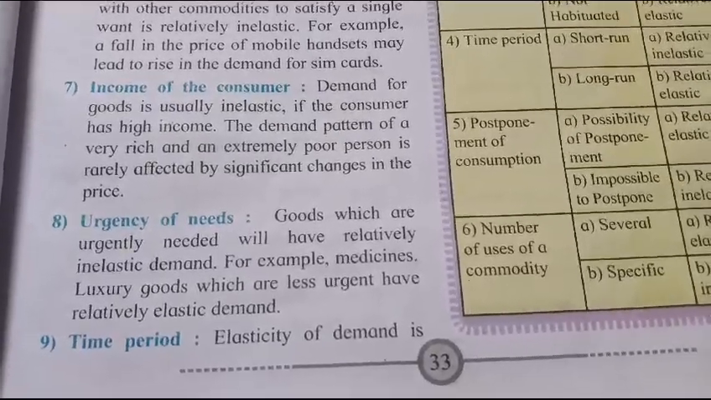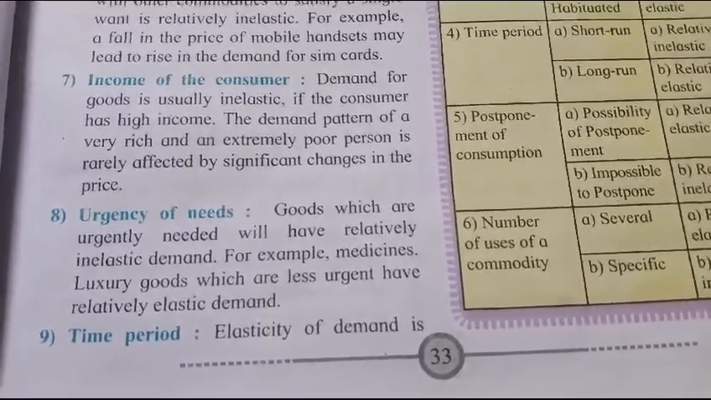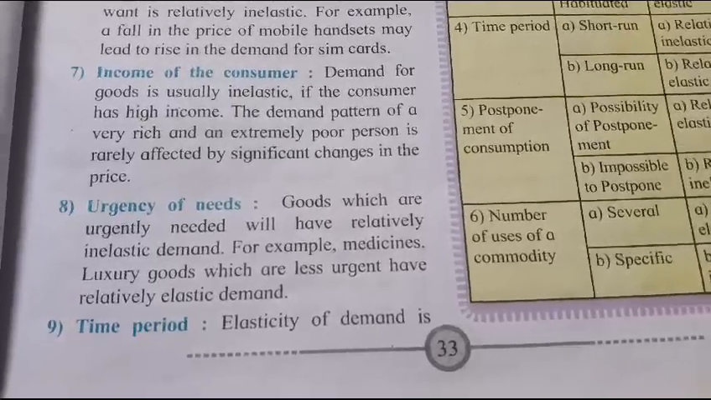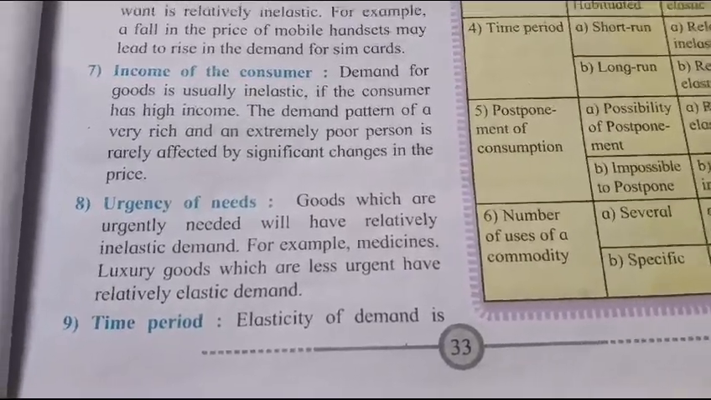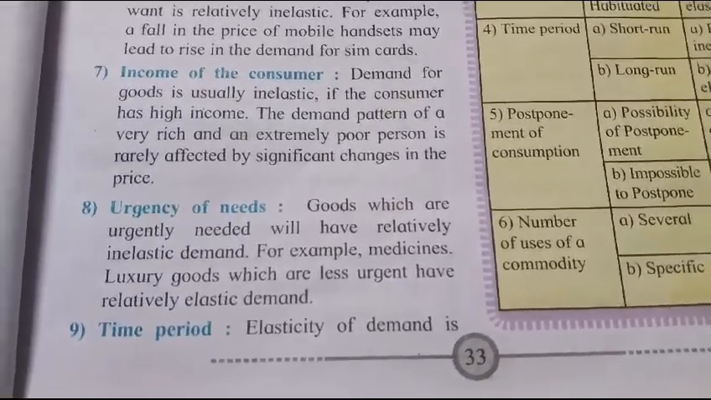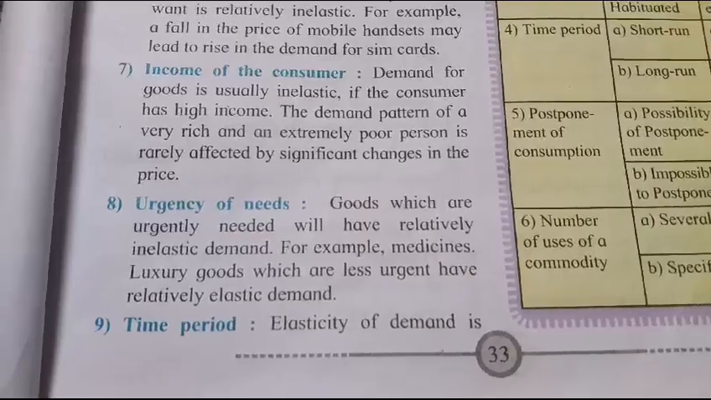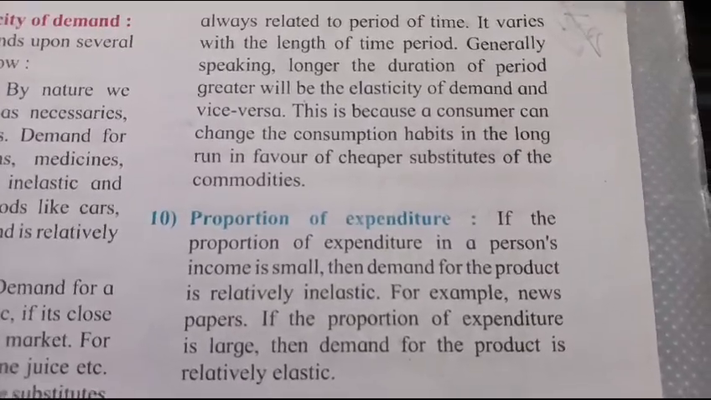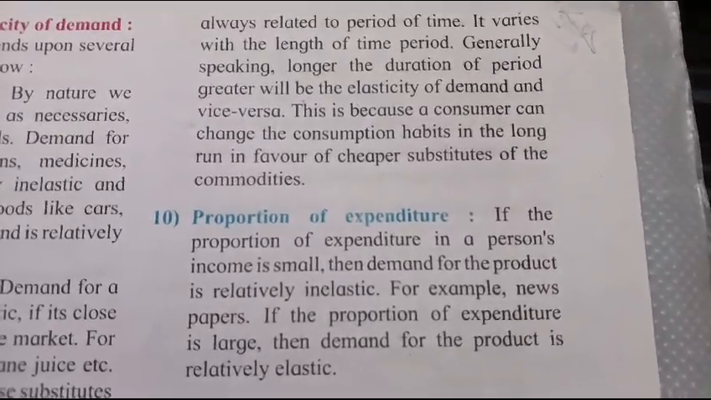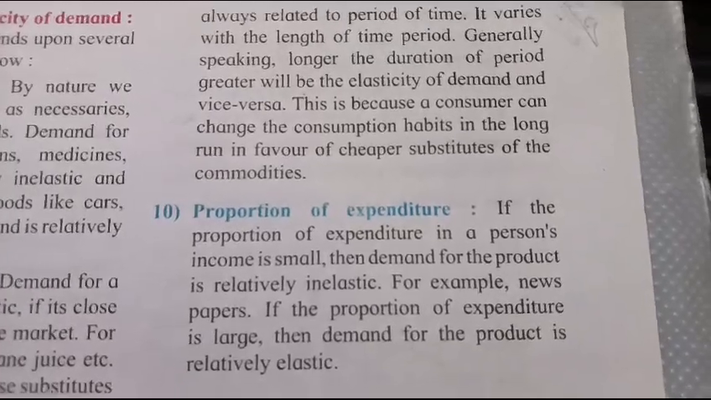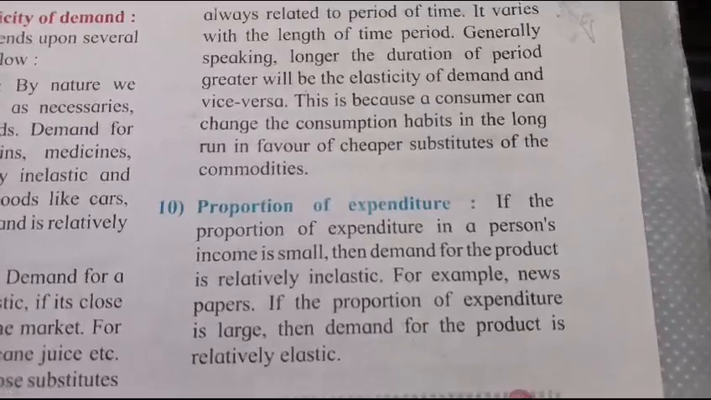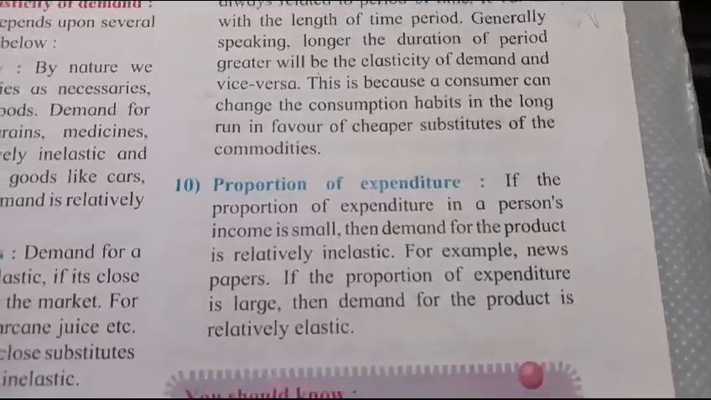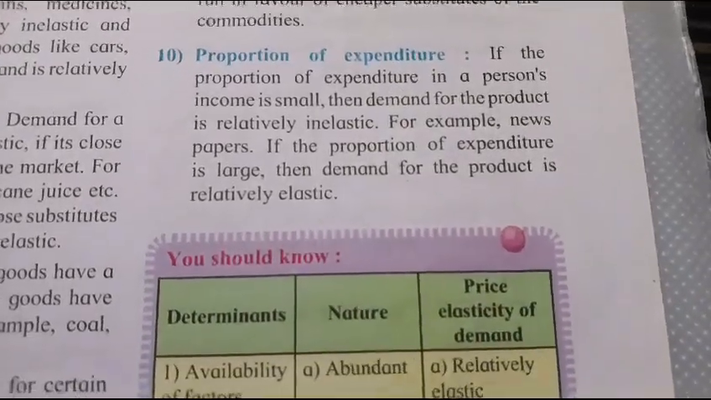Eighth, urgency of needs. Goods which are urgently needed will have relatively inelastic demand. For example, medicines. Luxury goods which are less urgent have relatively elastic demand. Ninth, time period. Elasticity of demand is always related to period of time. It varies with the length of time period. Generally speaking, longer the duration of period, greater will be the elasticity of demand and vice versa. This is because a consumer can change the consumption habits in the long run in favor of cheaper substitutes of the commodities. Tenth, proportion of expenditure.